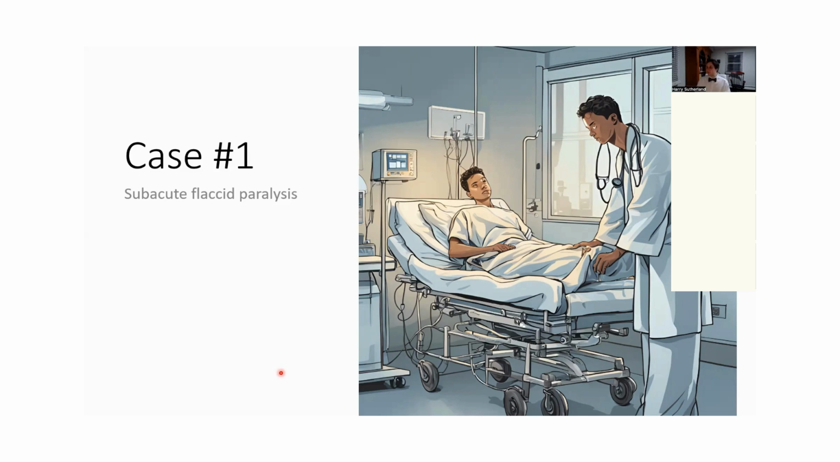Okay. So case number one, this is an image generated by AI. It makes weird looking images, but it's still better than I could ever do. So case number one is a case of subacute flaccid paralysis. First off, just deconstructing terms. This is doctor speak for subacute, meaning it's been going on for a couple days; flaccid, meaning that the muscles are weak but not stiff; and paralysis, meaning there's inability to move the extremities in question.